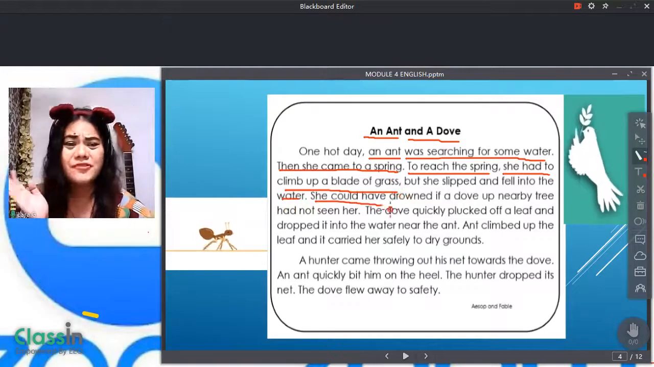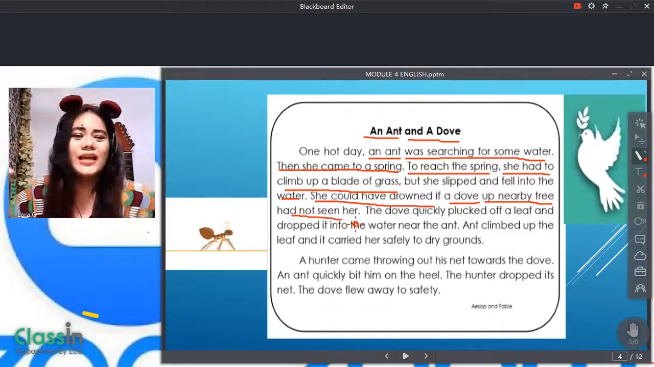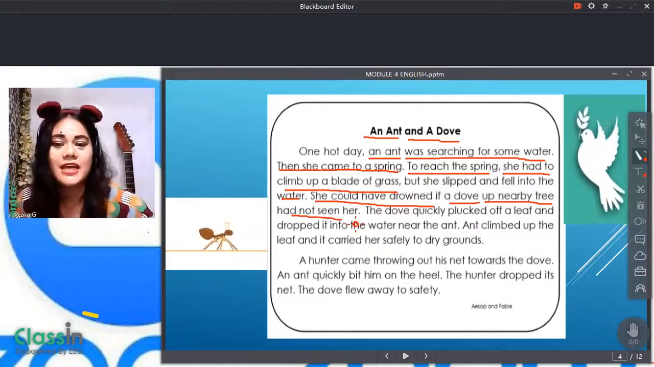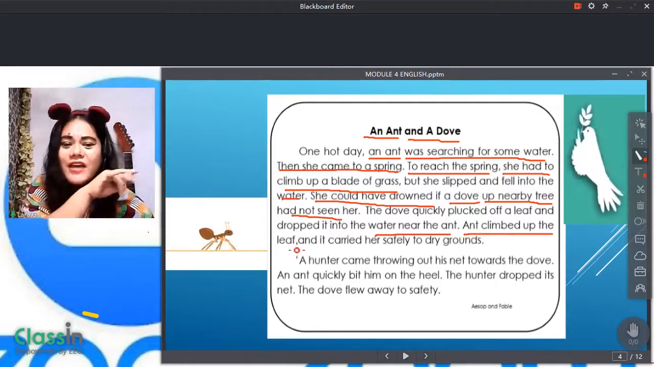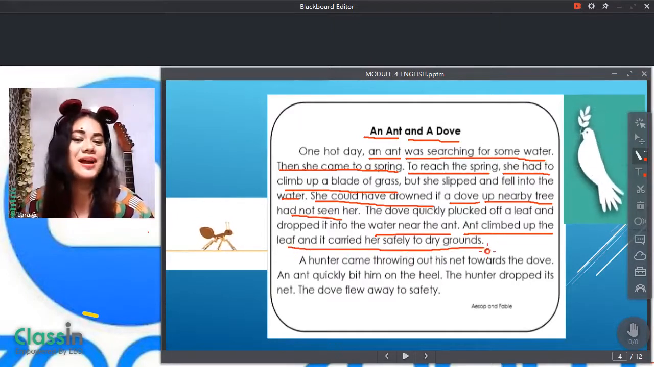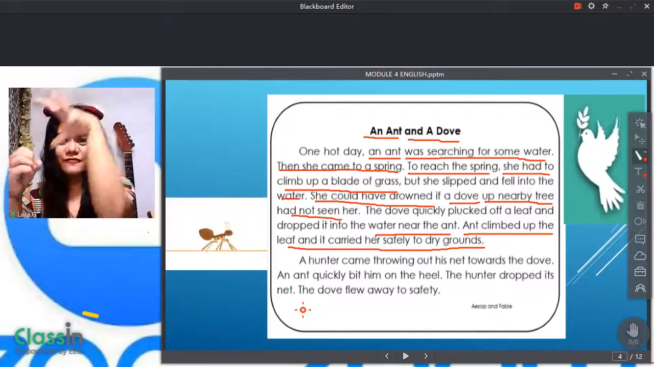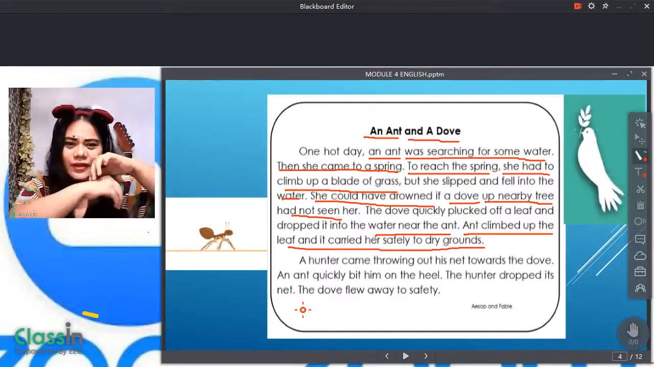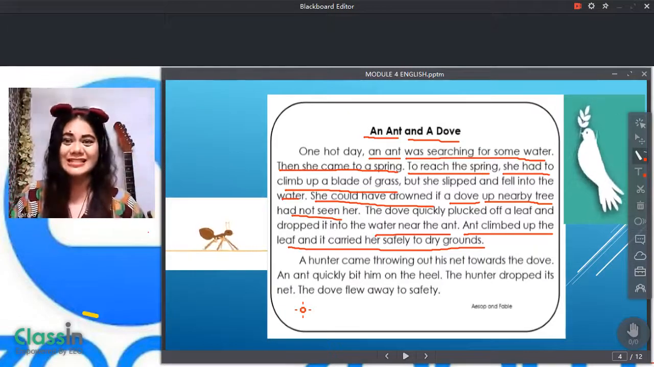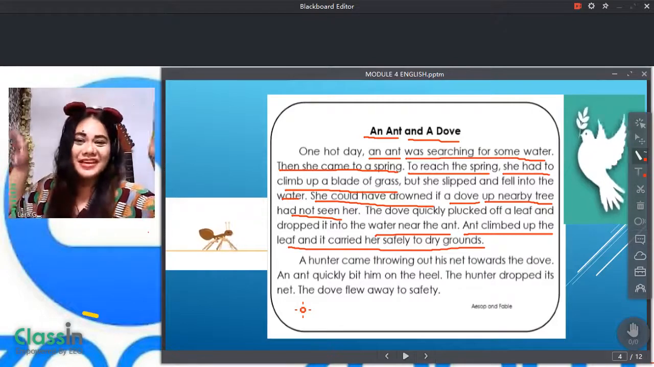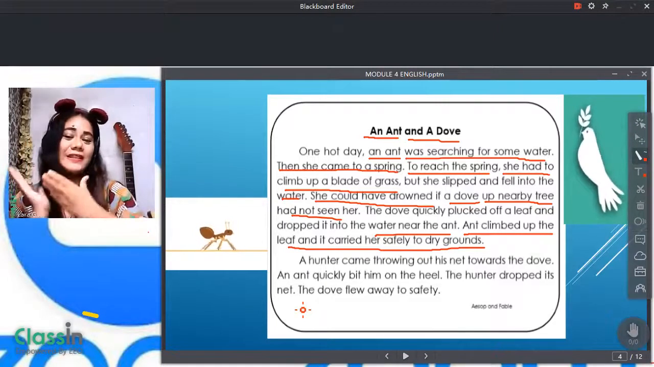She could have drowned if a dove up a nearby tree had not seen her. The dove quickly plucked off a leaf and dropped it into the water near the ant. The ant climbed up the leaf and it carried her safely to dry ground. A hunter came throwing out his net towards the dove. Ooh! An ant quickly bit him on the heel. The hunter dropped his net. The dove flew away to safety. The end. So it is a good story between the ant and the dove.